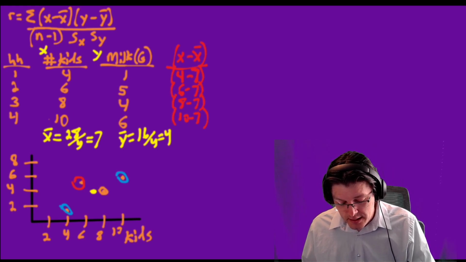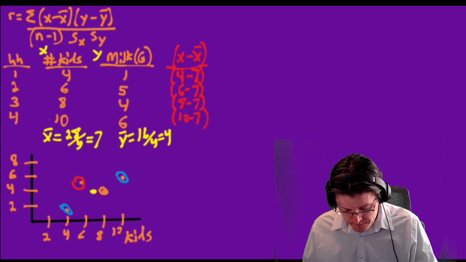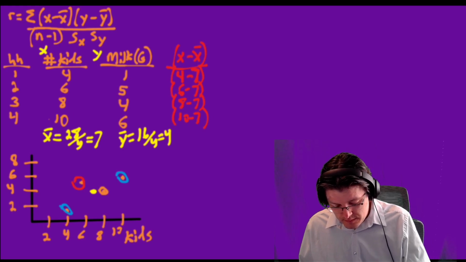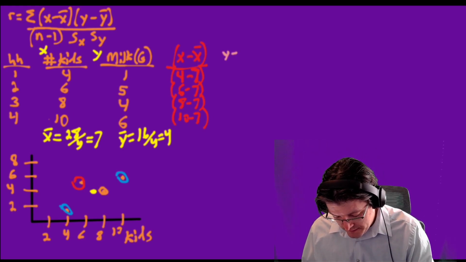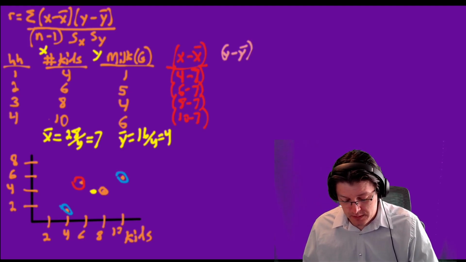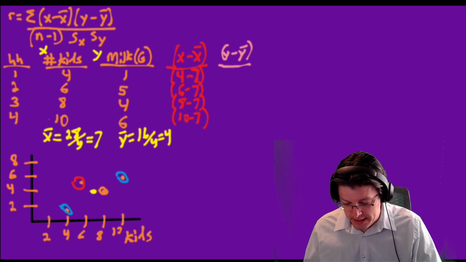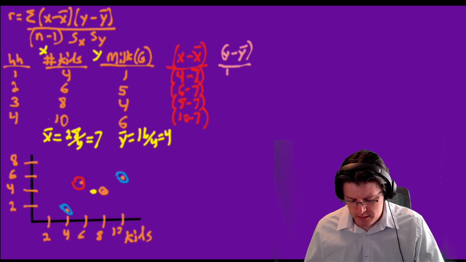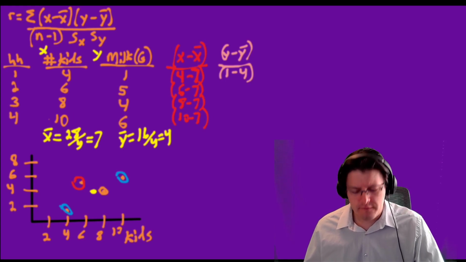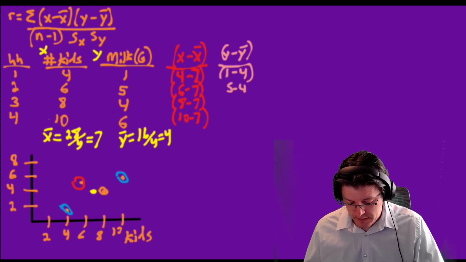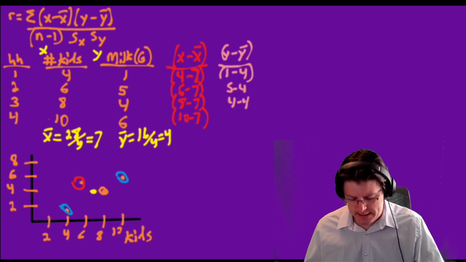Okay, let's calculate y minus y bar. Here y bar is 4, so we have 1 minus 4. We have 5 minus 4. 4 minus 4, that's equal to the mean, and then we have 6 minus 4.